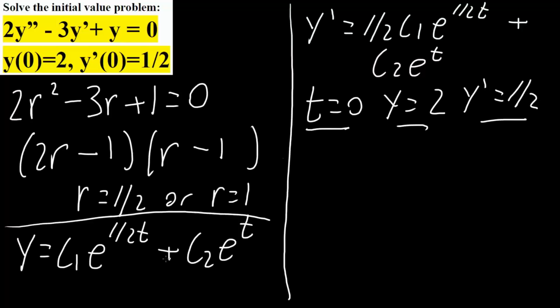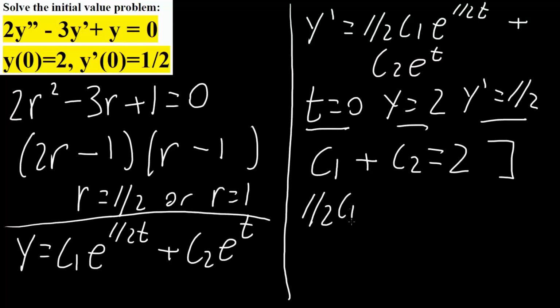And so for the first one, y, if t is 0, this would be 1, 1. And so it's going to be c1 + c2 = y. y is 2. So this is the first equation. Second equation is this one. So we plug in 0, so we would get 1/2 c1 + c2 = y', so 1/2. And this is our second equation.